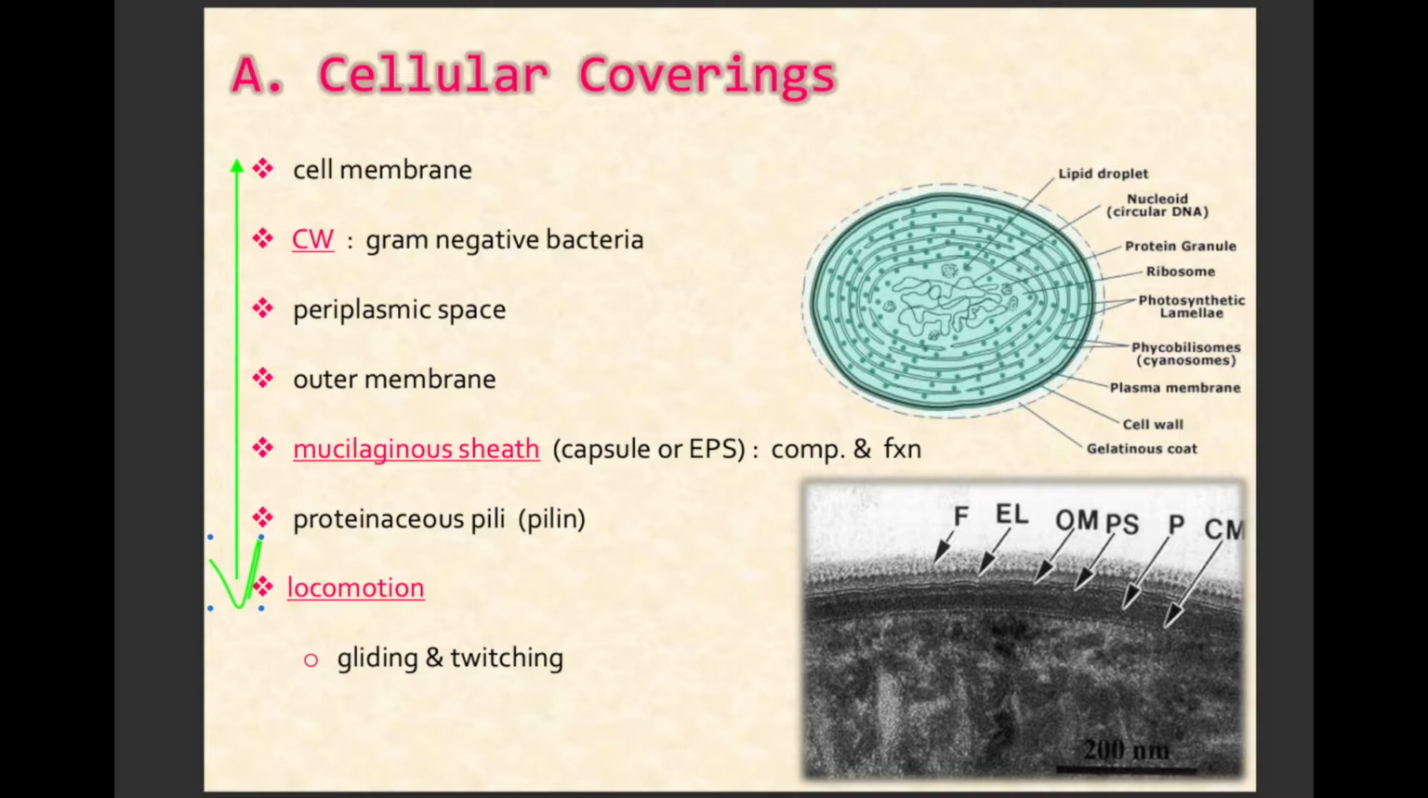Aside from your cell membrane, they also have a cell wall, which, since this group is cyanobacteria, they are bacteria, specifically gram-negative bacteria, they have a certain peptidoglycan covering.